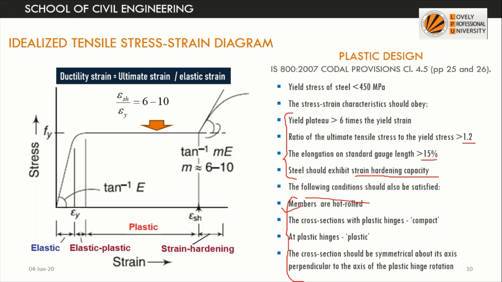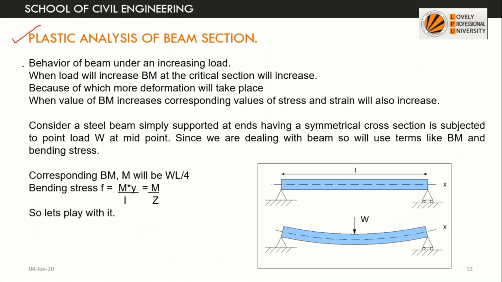So the member should be hot rolled, it should be either compact or plastic. Then the cross section should be symmetrical about the axis perpendicular to the axis of rotation. At the first point, we should understand the behavior of a beam in plastic analysis. Take a simply supported beam, which can have any section; it can have an elliptical, square, rectangular, any section.